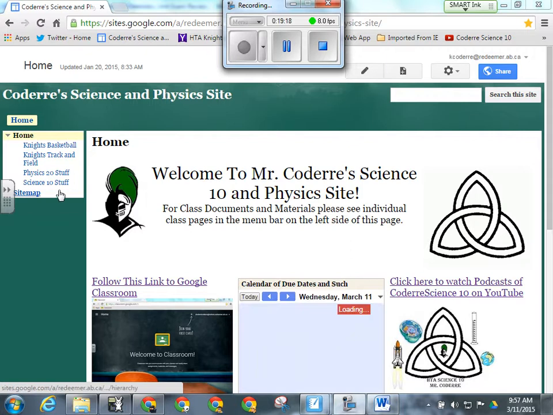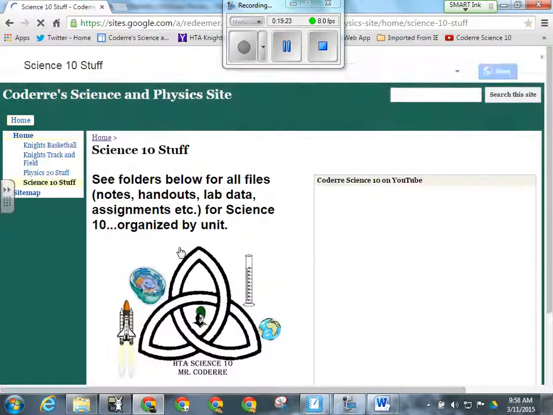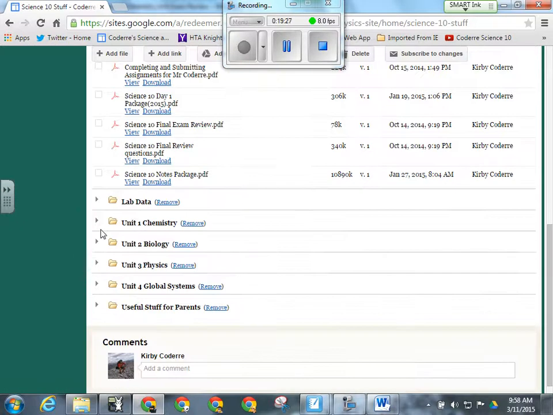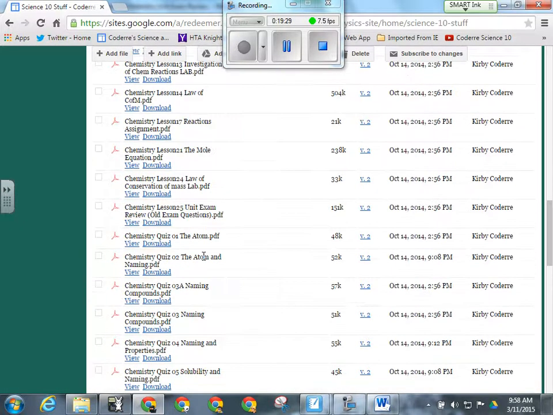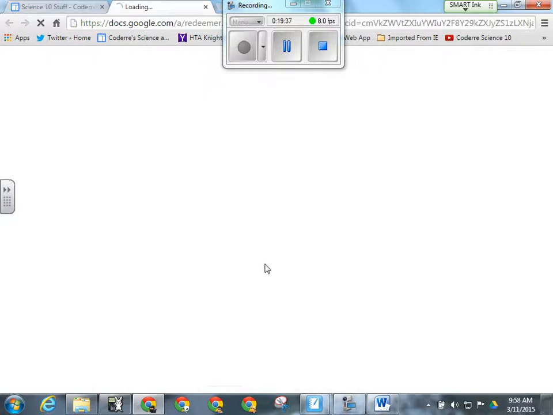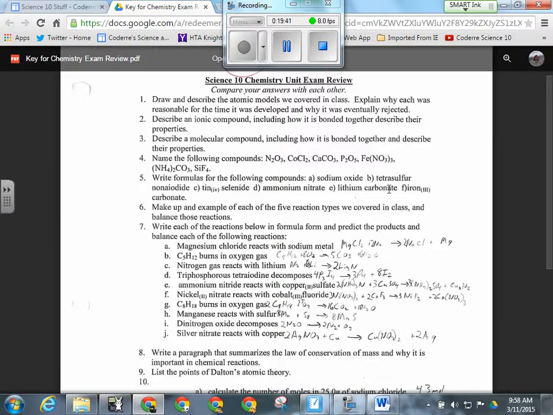All right, so guys, if you're looking for the key for that first page, go to my website, go to Science 10 stuff, same as always. Okay, and then go down to the chemistry folder, and down with all the other keys, there should be one that says Key for Chemistry Exam Review. Okay, so right here, if you click on View that, it'll bring it up for most of them anyway. There aren't keys for the naming because, quite frankly, I think you can do that already.